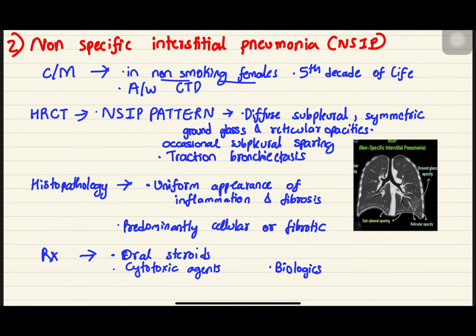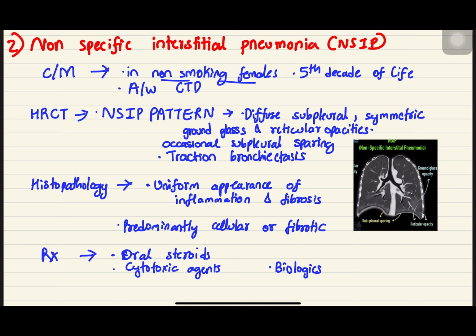Next one is non-specific interstitial pneumonia, which is NSIP. It occurs in non-smoking females in their 5th decade of life, and it is often associated with connective tissue disease like rheumatoid arthritis. What does HRCT show?